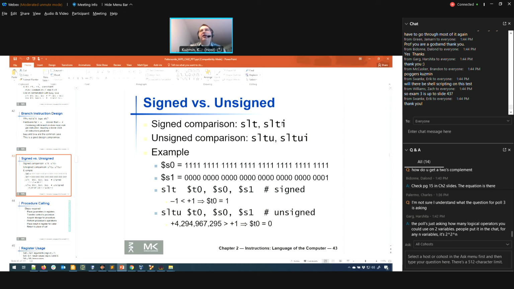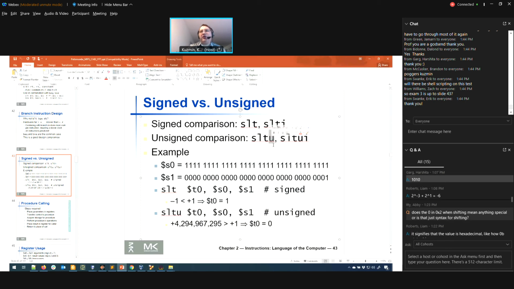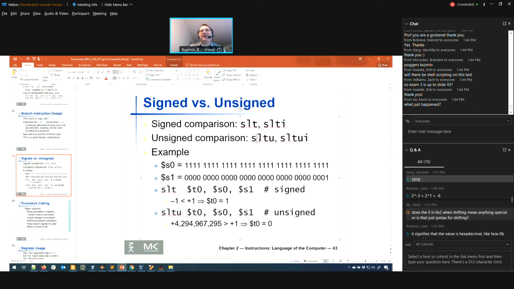SLT and SLTI are signed. If you want to perform unsigned comparison, you have to use different instructions that have a U in the name. So it's SLTU, set less than unsigned, and SLTIU, set less than unsigned with an immediate.